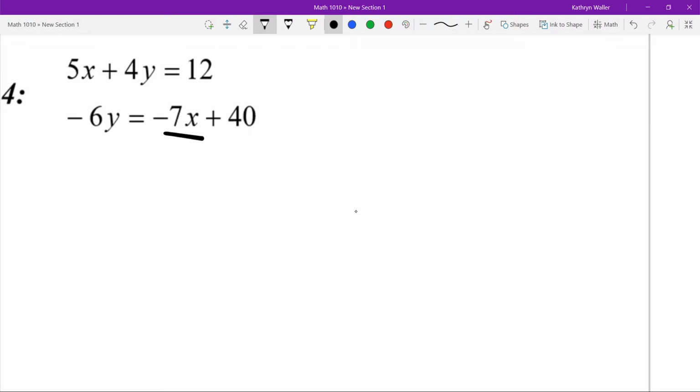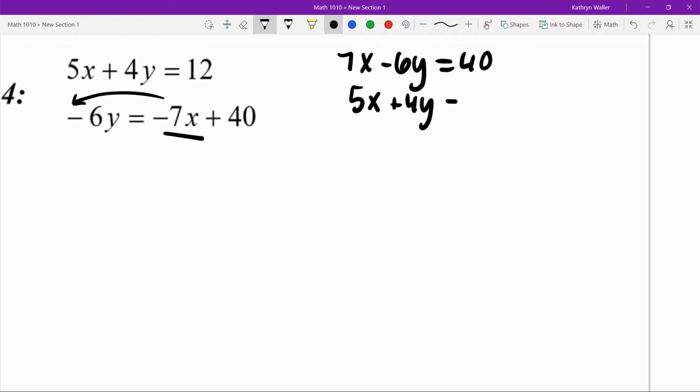So look, take the 7x and pull it that way. So then I'm going to have 7x minus 6y equals 40. Underneath that, write the original equation, 5x plus 4y equals 12. Okay, now everybody stop for a second. Are the 7 and the 5, the x coefficients, are those the same? No. Look at the y, 6 and 4. Okay, they're not the same.